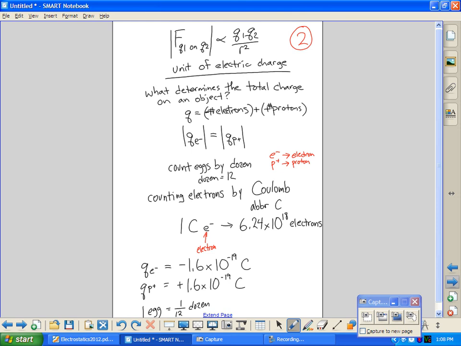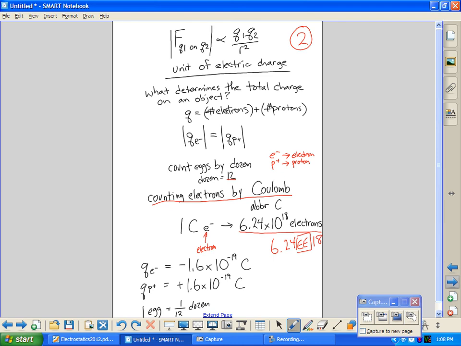So we had to make up a unit for charge. Just like we count eggs by the dozen, we count electrons by coulombs. And if you have 1 coulomb of electrons, you have 6.24 times 10 to the 18th electrons. Can a calculator even read that? Nope. Well, let's see. How would you type that into your calculator? 6.24, yep, EE, 18.